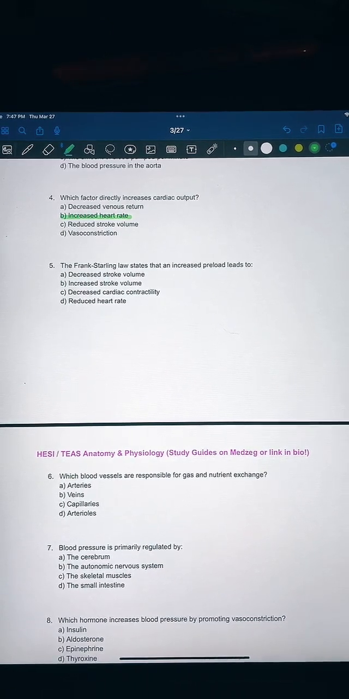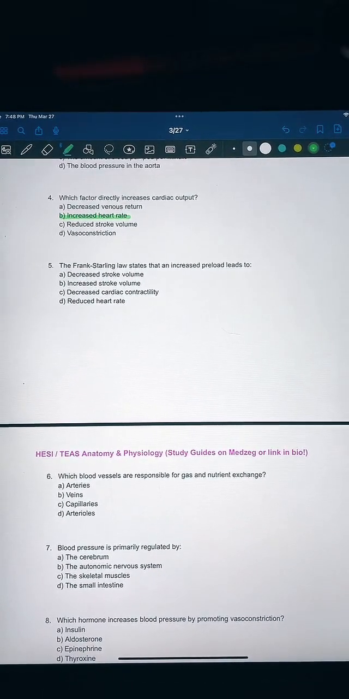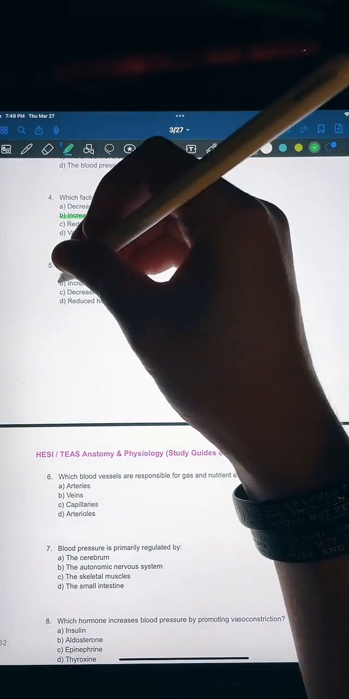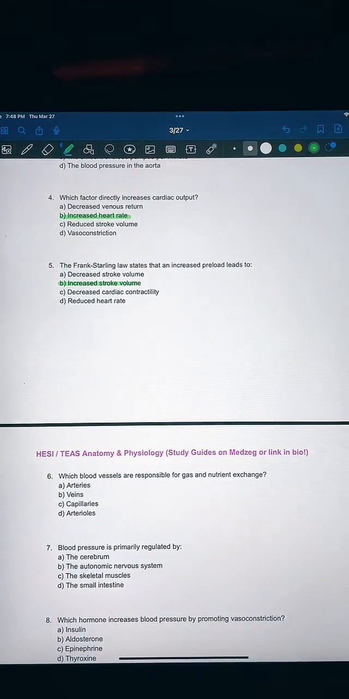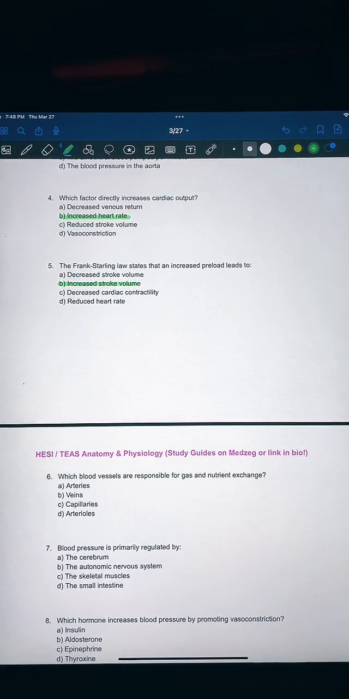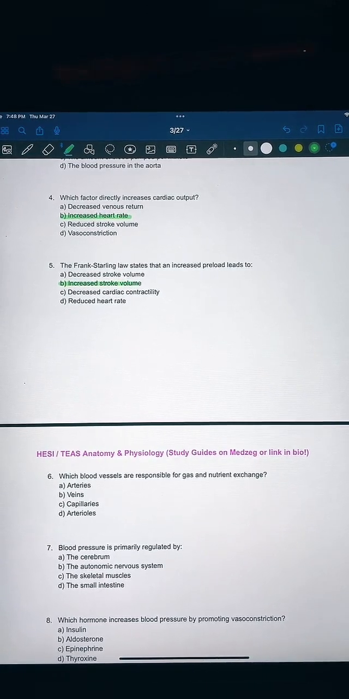We are on number 5. The question asks, the Frank-Starling law states that an increased preload leads to. The answer is B. It is increased stroke volume. The Frank-Starling law states that the more the heart muscle is stretched, which is also increased preload, the stronger the contraction will be, and a stronger contraction will lead to a higher stroke volume.